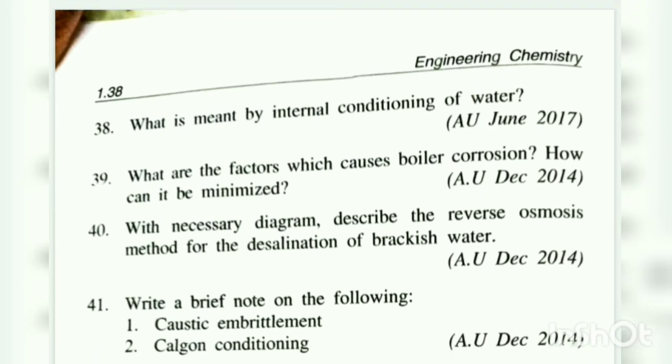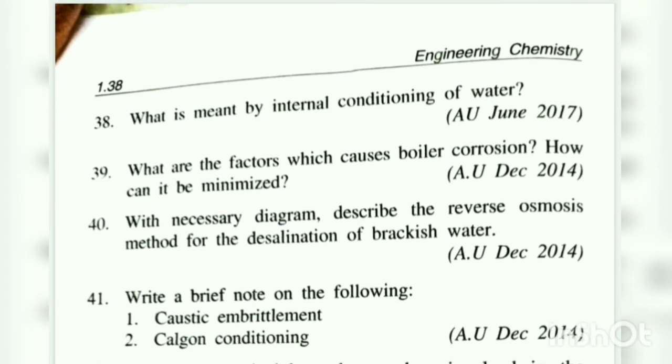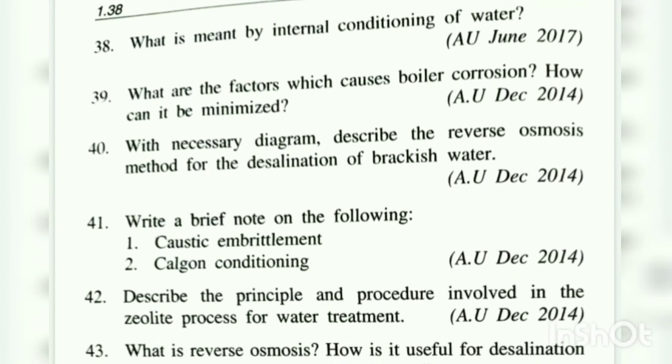38, what is meant by internal conditioning of water? 39, what are the factors which causes boiler corrosion? How it can be minimized? Firstly, factors, எந்த factors எல்லாம் boiler corrosion cause பண்ணும் அப்படின்னு you have to list it and then you have to write the different ways that can be followed to minimize it.